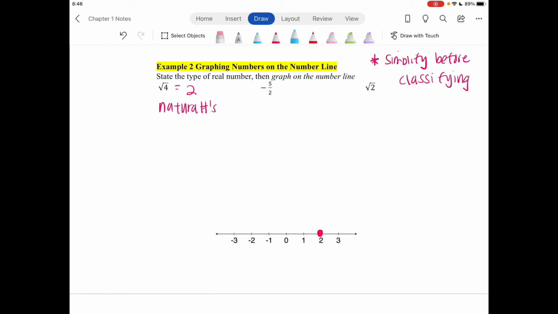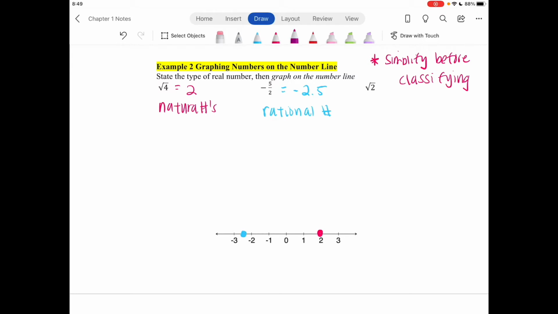Next, we have -5/2, and that's the same thing as -2.5. So we see a negative, and we might think integer, but integers are not decimals or fractions. Therefore, we have to move up a category, and this is a rational number. And it's going to come halfway between -2 and -3 on our number line.